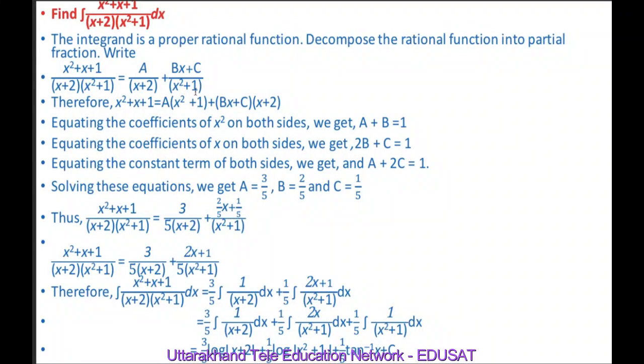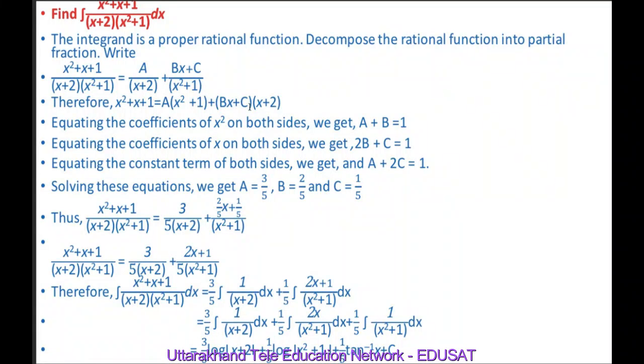So the LCM here is x plus 2 into x square plus 1. So it will be a into x square plus 1, plus bx plus c into x plus 2. Here also the denominator is the same, so it is x square plus x plus 1 on the left hand side, and a into x square plus 1 plus bx plus c into x plus 2. Now we will find these values of a, b and c.